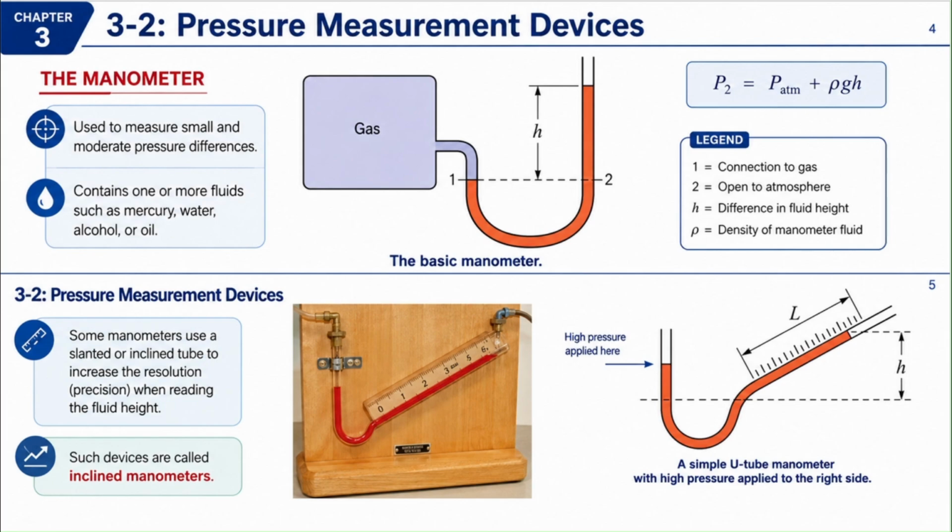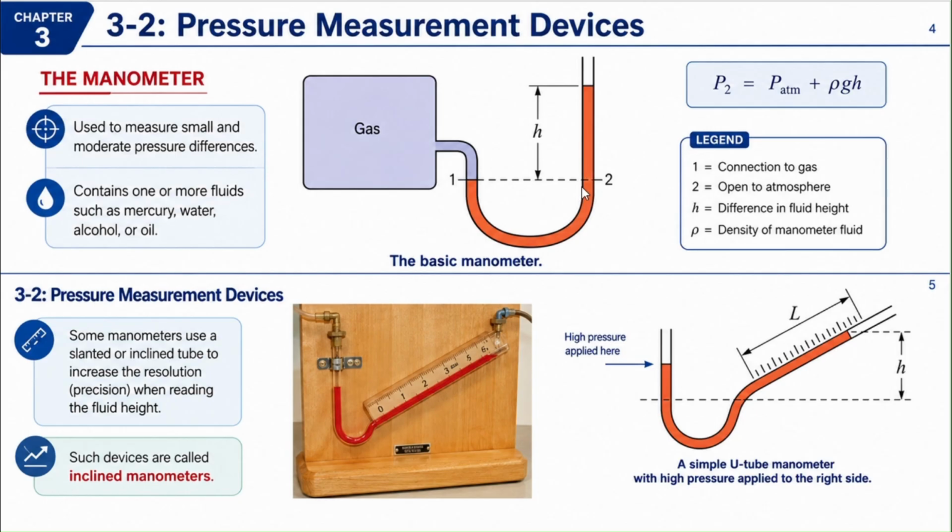A manometer is a device which is used to measure pressure differences using the hydrostatic height difference of a fluid column. For a basic U-tube manometer with one side open to atmosphere, the pressure relationship is P2 equals P atmospheric plus rho g h. So what they are doing is, it's a very clever invention. If you want to measure the pressure of a gas, you can balance the pressure by using this manometer.